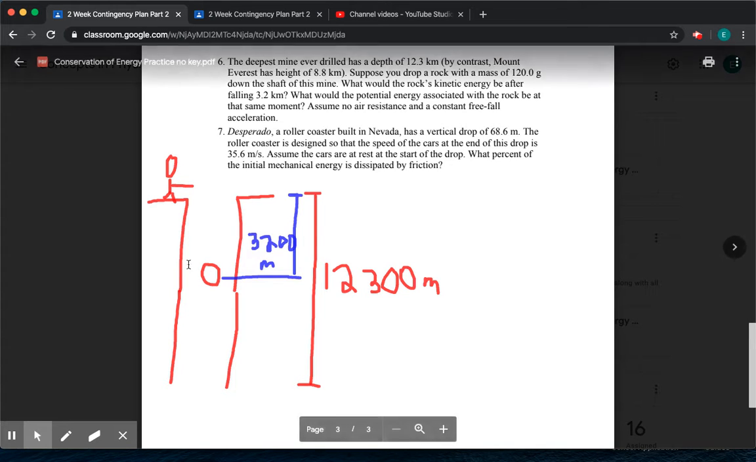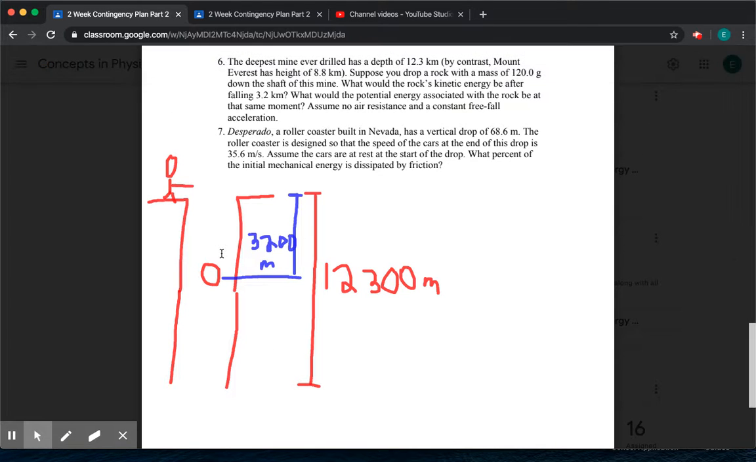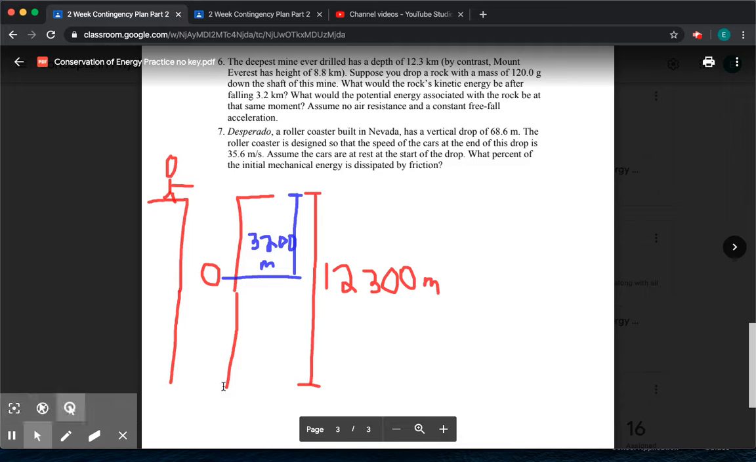So let's find how much potential energy is in the system, period. So at the very, very tippy top, how much potential energy do we have? To get that, you just do mass times gravity times h. So the mass of the rock is 120 grams. You need to convert that to kilograms, okay? To do that, just divide by 1,000. So we have 0.12 kilograms. That's the mass of the rock, not weight. Weight and mass are different, I'm sorry.